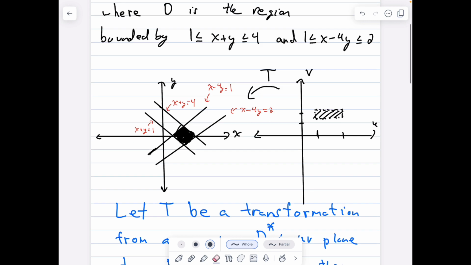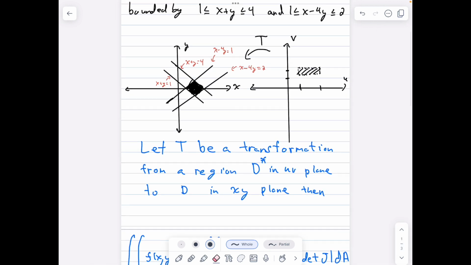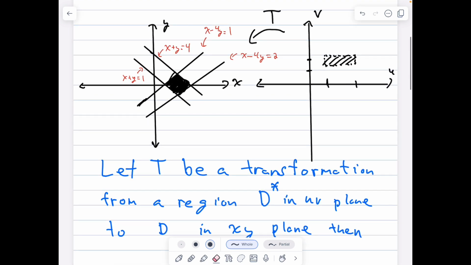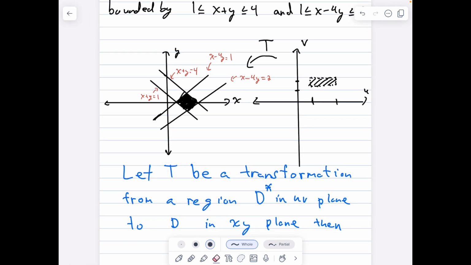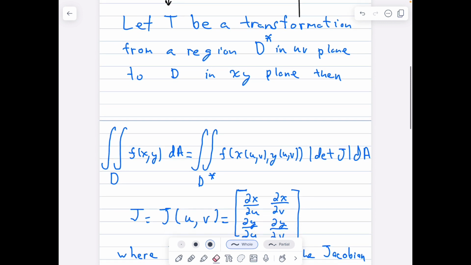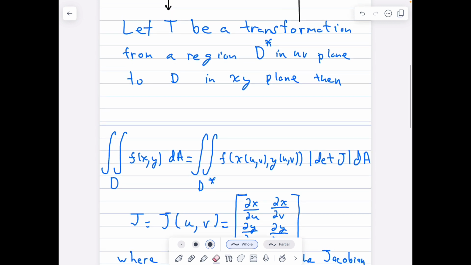So that's what we want to do. We take that simple region in the UV plane, a rectangle, a square, and the idea is that this transformation will make it look like what you see over here in the XY plane. So at the end of the day, we want to integrate over something simple. In terms of the concept we're going to use in the computation, let T be a transformation from a region D star in the UV plane to D in the XY plane. And this is what we have.